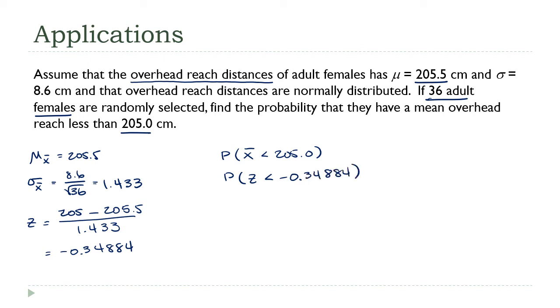And Excel is actually what I usually use to do these. Excel tells me that this is 0.364. And that's it. All right, that's my probability.